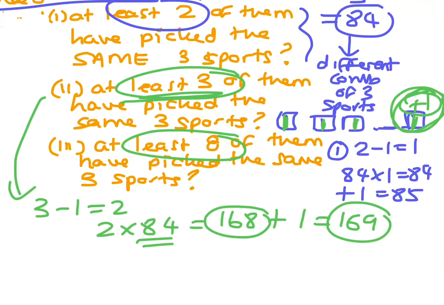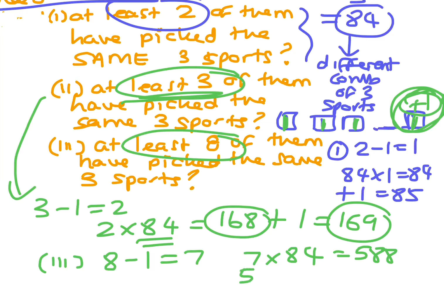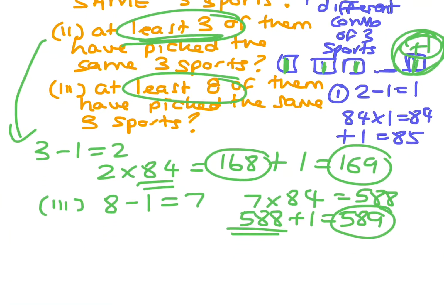But what if we had at least 8? So if we had at least 8, you take 1 away from 8, because that's the extra. You would need to do 7 lots of 84, which is 588. And then if you did 588 plus 1, you get 589. 589 would mean that you are sure that you would have at least 8 people that chose the same sports. Everyone else you'd have 7, but then one of the combinations will have 8 people, because you've chosen 7 of each combination of 84 plus one more person.